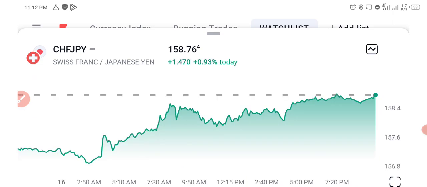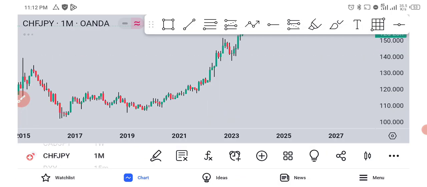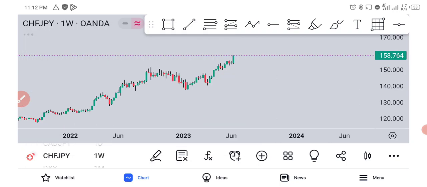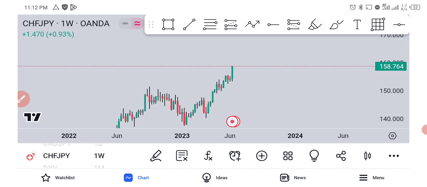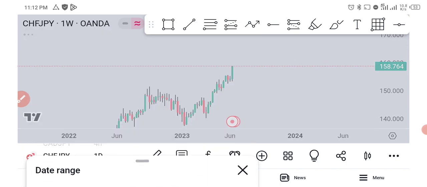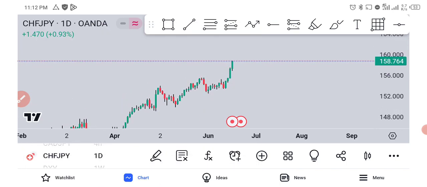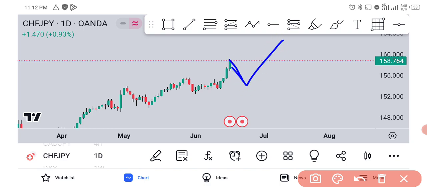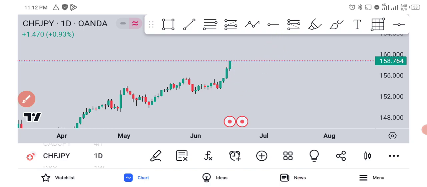Now CHF JPY, starting on the monthly time frame, the market is overextended to the upside. So I don't think there's an opportunity from here. Weekly time frame overextended. So I will only trade this pair if I see a correction from the daily time frame. If I see a correction, then I'll buy. So there's no opportunity from here.